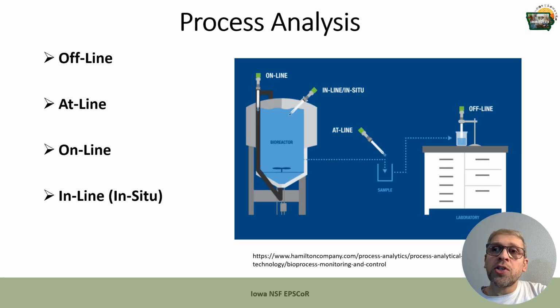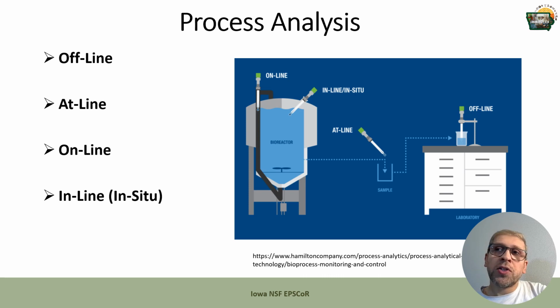Now, the question is, how can we analyze our process? Well, we usually do that using sampling, and we have four different kinds of sampling. The first one is offline sampling. In offline sampling, we just take some samples, bring them to the lab, and then do some experiments to gather different information about our process.